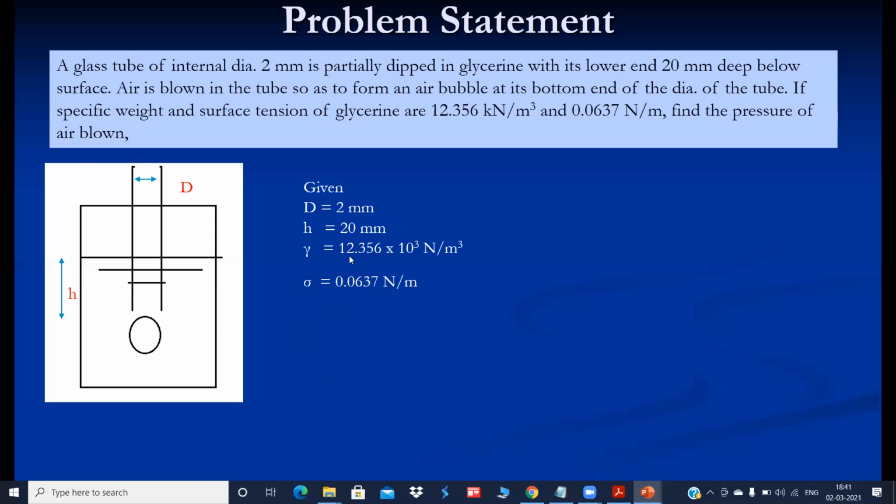The height is given, the gamma value, that is the specific weight, is given, and sigma, the surface tension value, is given. So what excess pressure is required? First, the pressure required in excess of atmosphere.